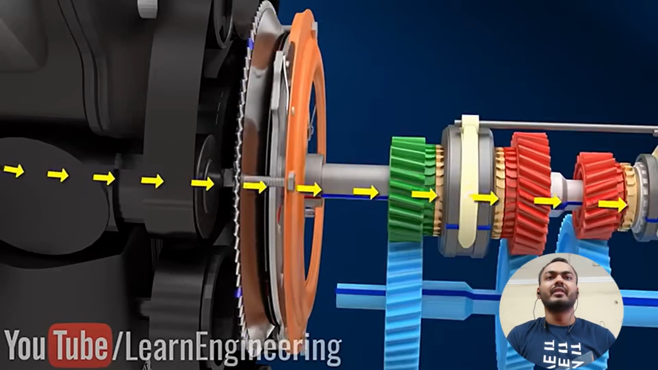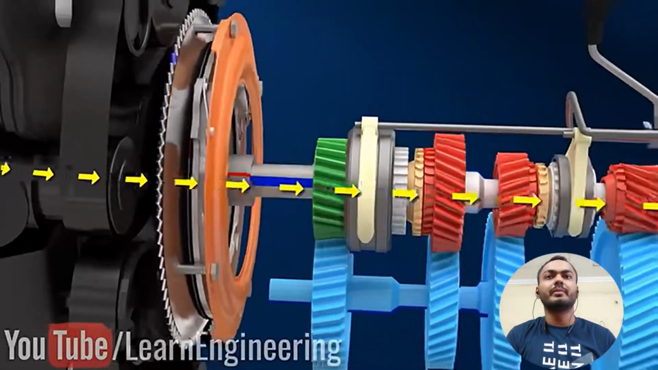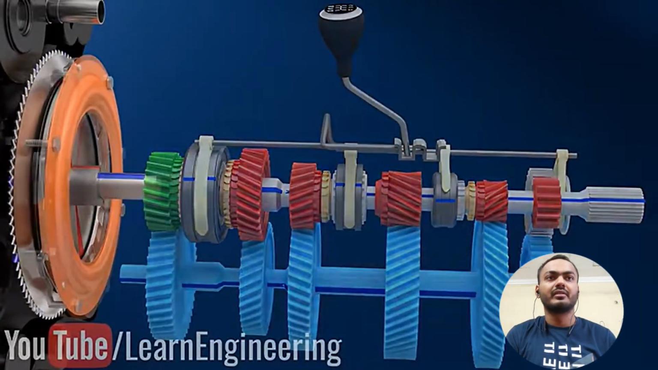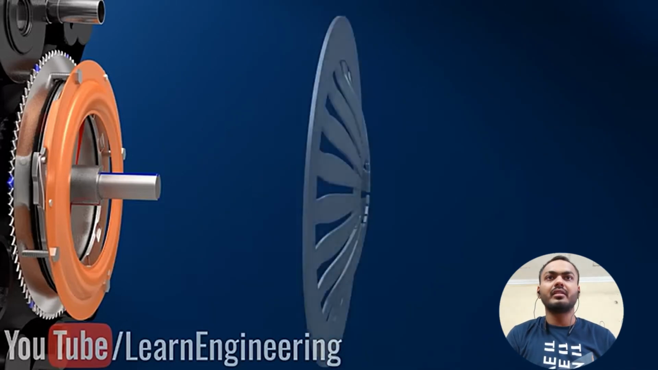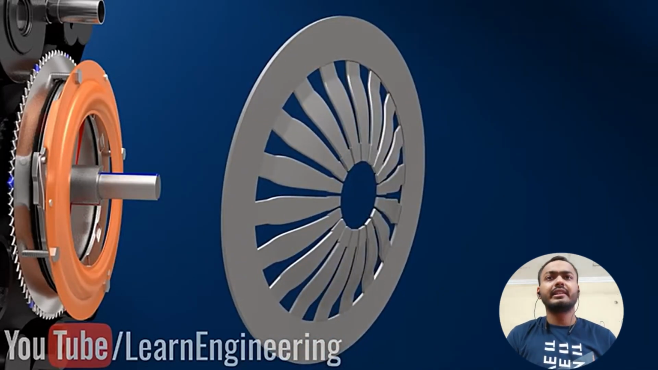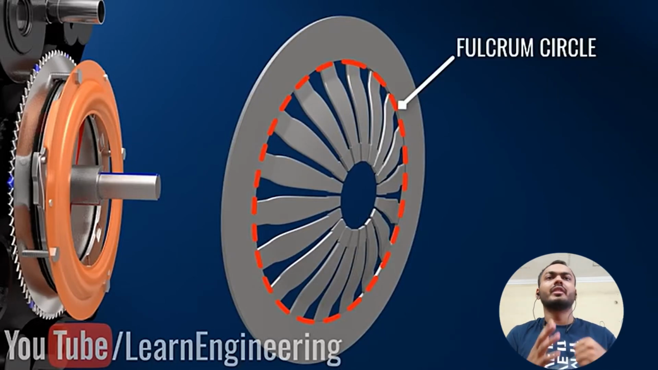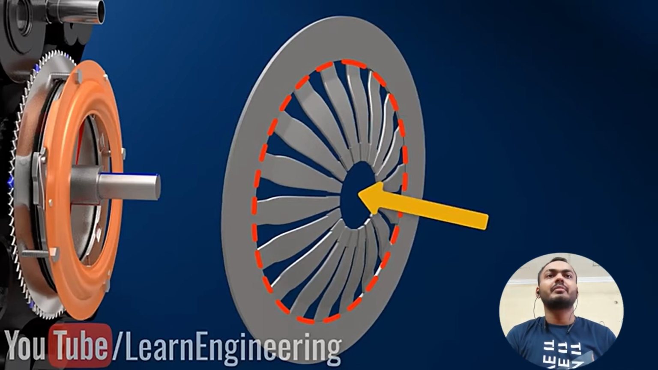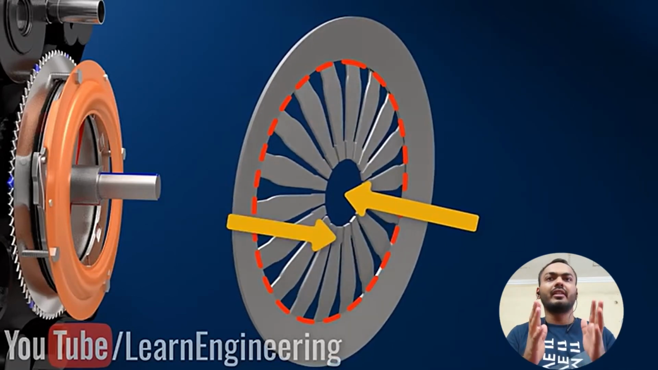For the disengagement purpose, a special kind of spring is introduced in the pressure plate assembly. This spring is known as the diaphragm spring. To understand this diaphragm spring better, assume that the diaphragm spring's motion is fixed around a circle. In this case, if you press the center portion of the spring as shown, the outer portion will move in the opposite direction. The diaphragm spring sits between the pressure plate and the cover.